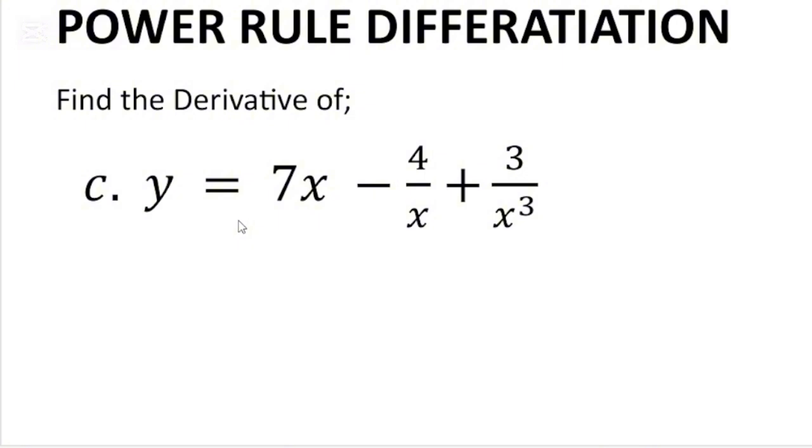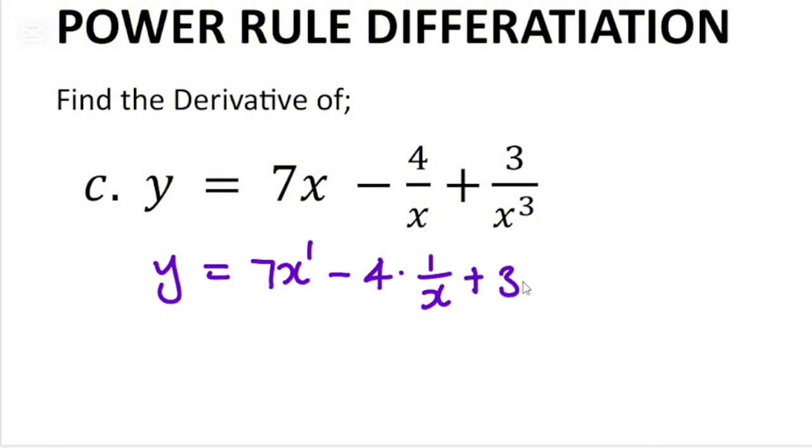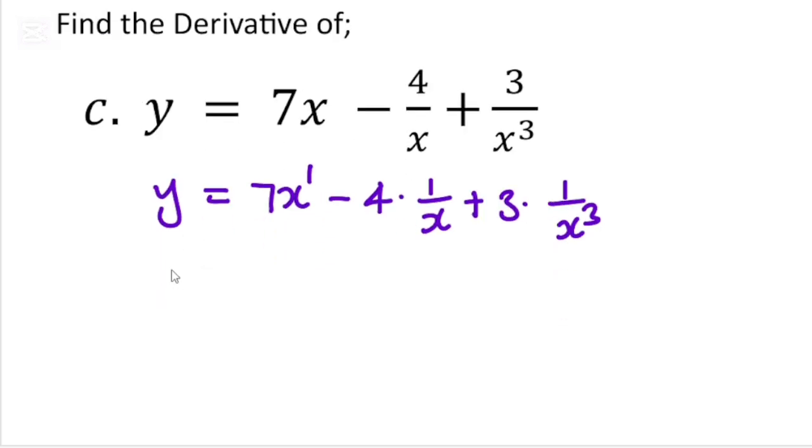All right, here's the next example. Feel free to pause the video, work it out, and then compare your answers with the answers that we're going to find together. So this function can be written as y is equal to 7x to the power 1 minus 4 times 1 over x, which is the previous situation. Also here, we're going to have plus 3 times 1 over x cubed. So we can write this as y is equal to 7x to the power 1 minus 4.